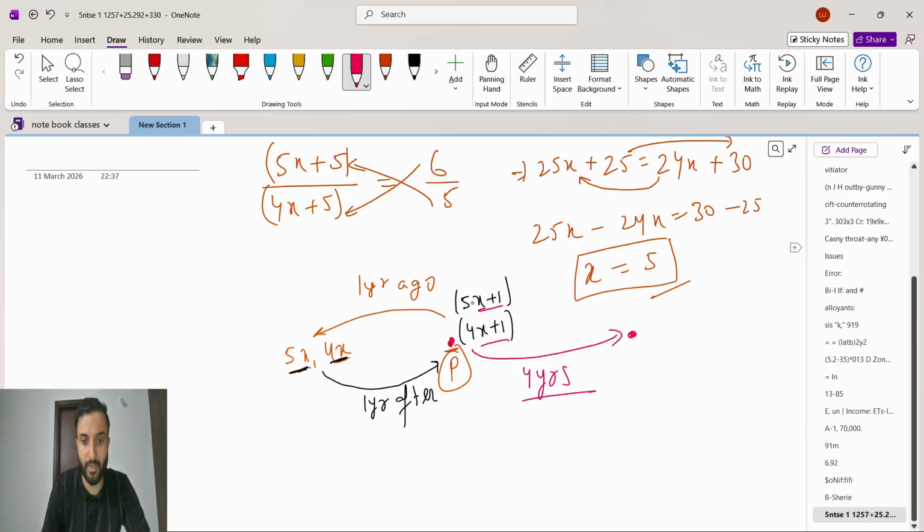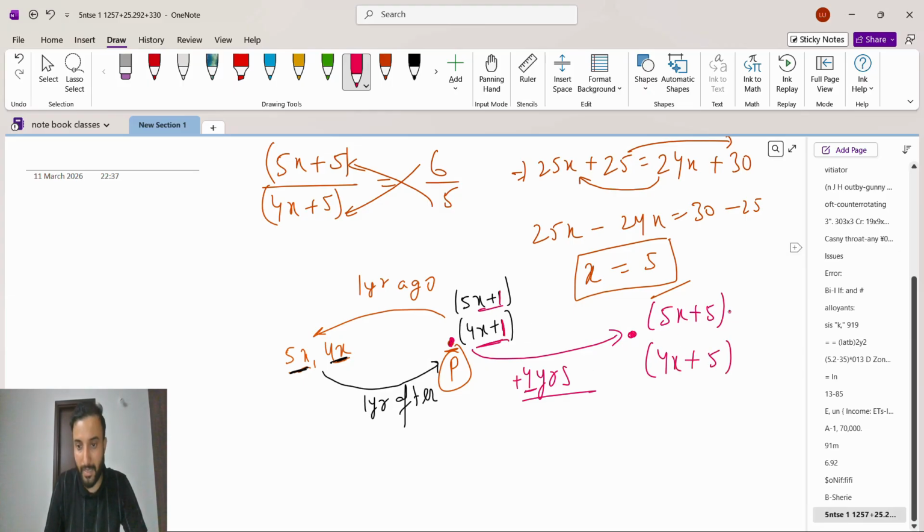Present A's age is 5x plus 1. So to plus 1 we will add 4. So it will become 5x plus 5. And B's age at present is 4x plus 1. So 4 years from now means we have to add plus 4. So 4x, 1 plus 4 is plus 5.